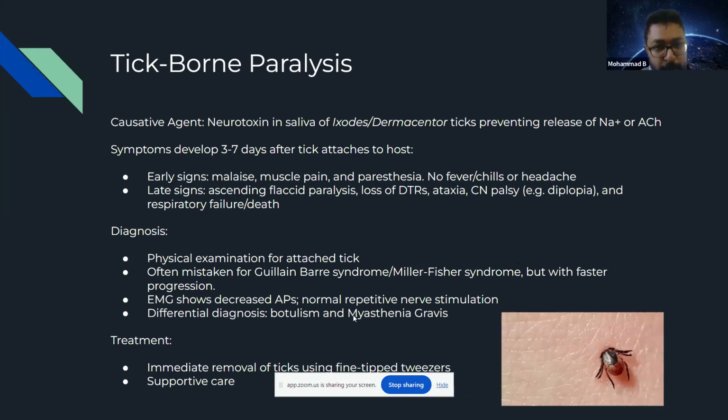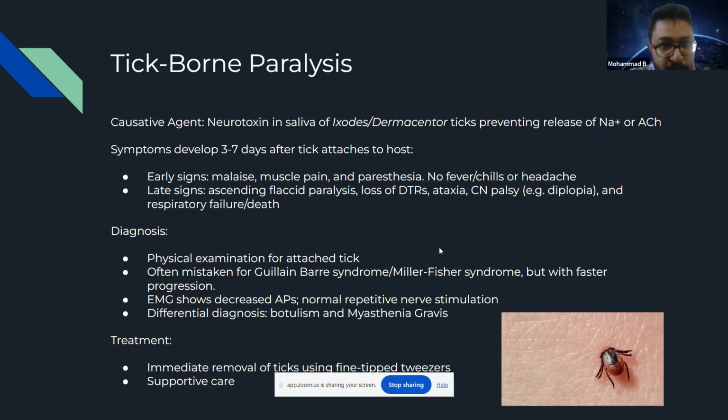Tick-borne paralysis. This one was also an interesting case. Essentially, the tick would bite a person, and over a few hours or days, if it stays attached to the host, they will start experiencing muscle pain and paresthesia. After some time, patients will experience flaccid paralysis, loss of deep tendon reflexes, ataxia, cranial nerve palsies.